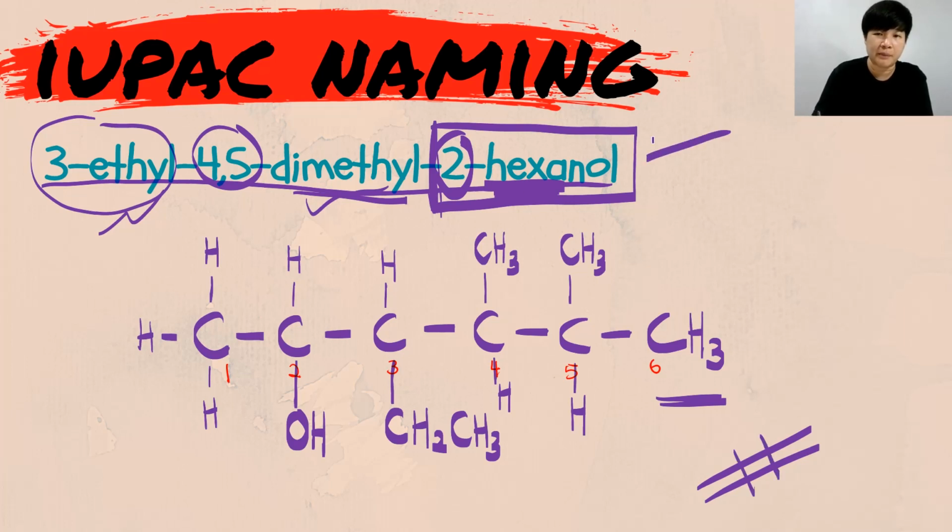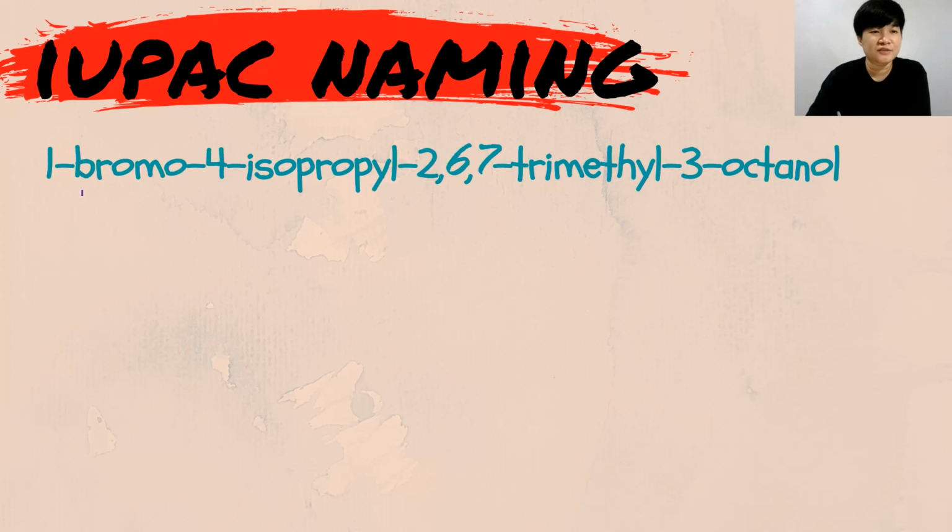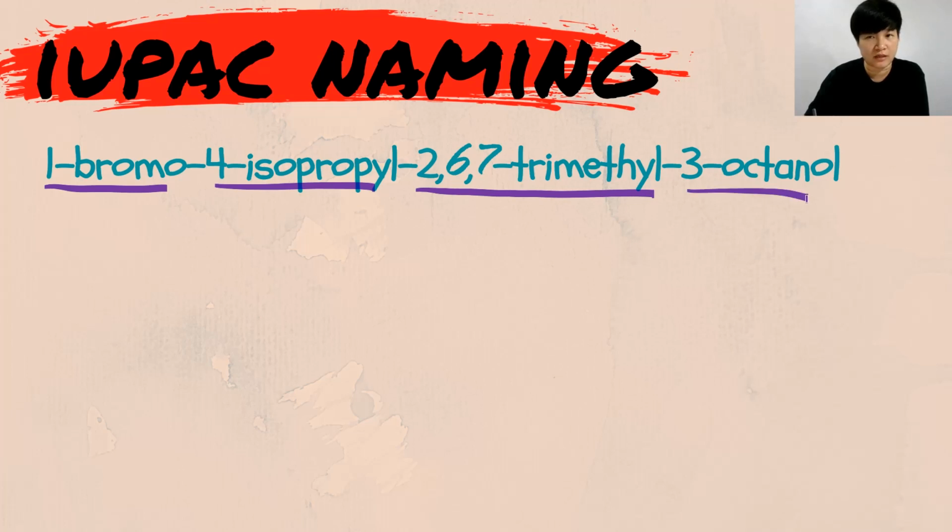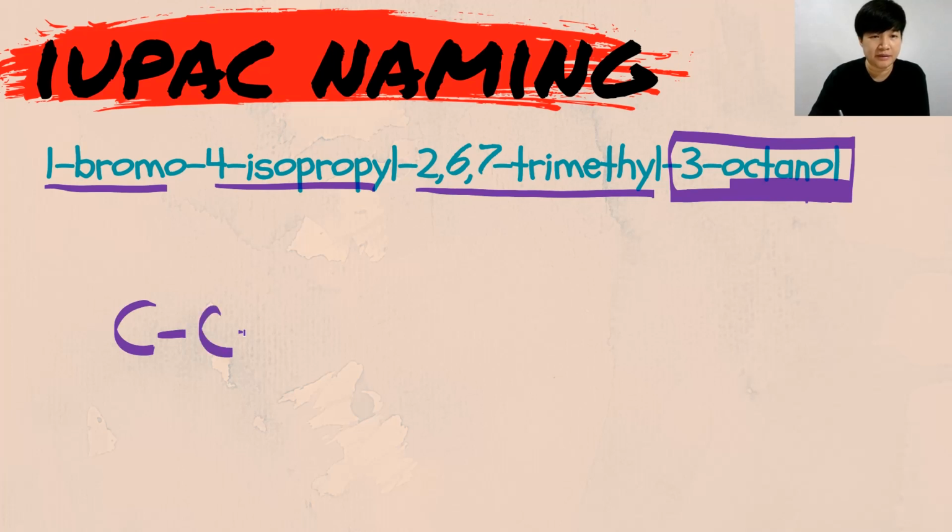Always start with the parent. And then give position to the parent. And you put everything in first except hydrogen. Hydrogen is the last thing that you put in. Okay? Alright, let's look at another example. You have your 1-bromo, 4-isopropyl, 2,6,7-trimethyl, 3-octanol. So always start with the parent, 3-octanol. And the octanol over here represents 8 carbon. So put down the 8 carbon.